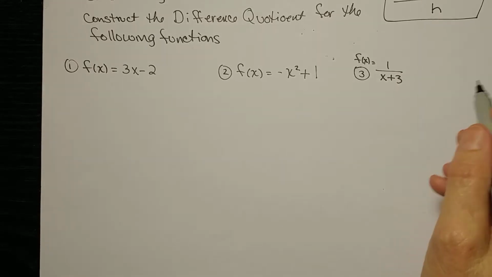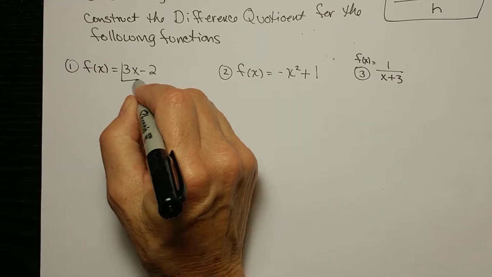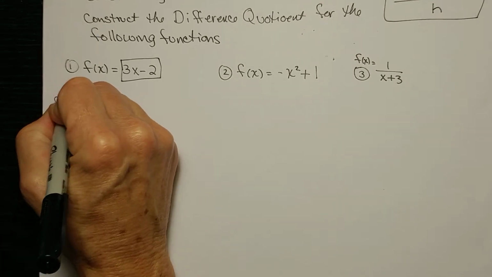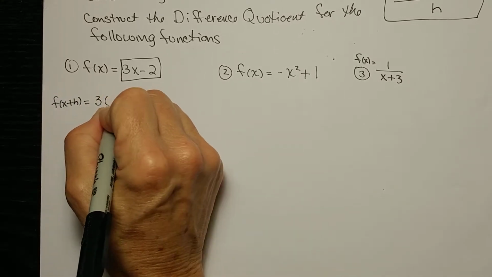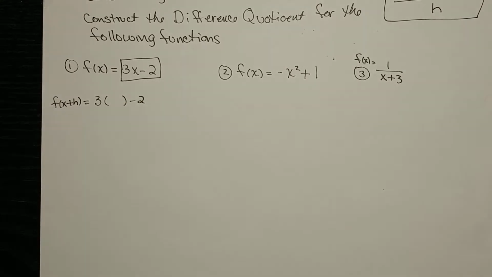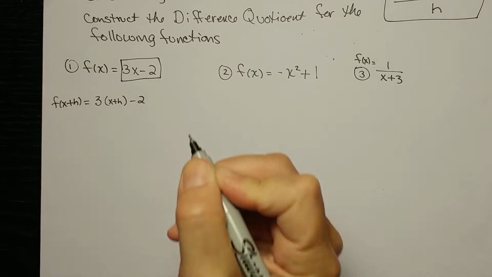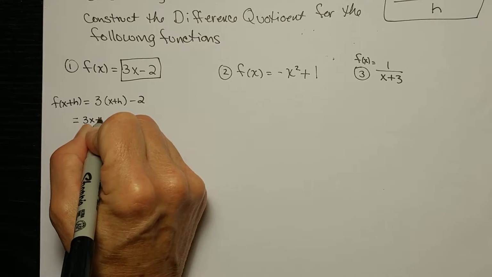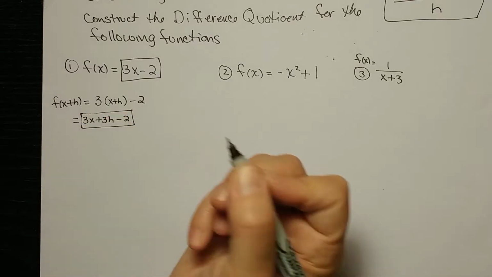Whenever I do this, I do a little scrap work. Do you see this f of x right here? That is what this part is, and that's what's going to go in right there. Now on my scrap pad, I figure out what f of x plus h is. This is going to equal 3 times something minus 2, and what I have to substitute in for x this time is x plus h. So let's simplify this. f of x plus h is going to equal 3x plus 3h minus 2. So this is what I'm going to put in for f of x plus h.